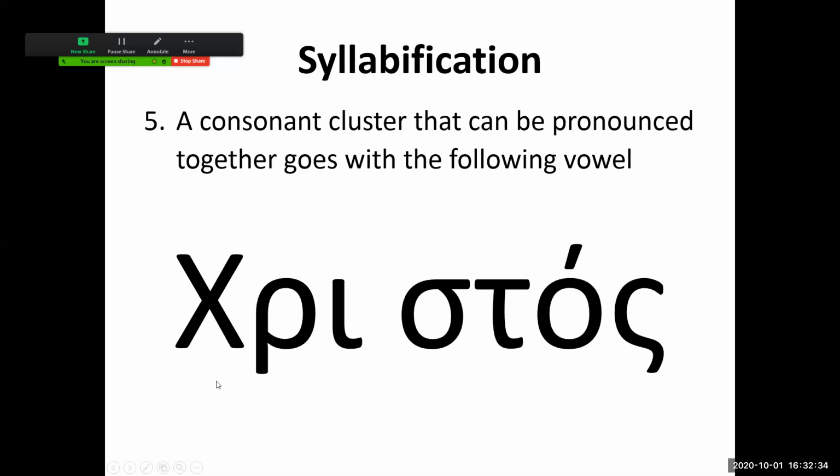Another rule in syllabification: a consonant cluster that can be pronounced together goes with the following vowel. For example, the sigma and the tau go with omicron. So we have Christos, the word for Christ, Christos, and not Christos.